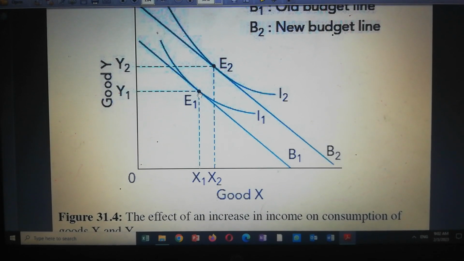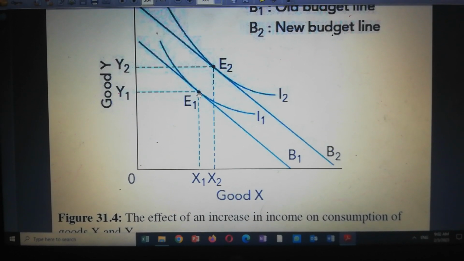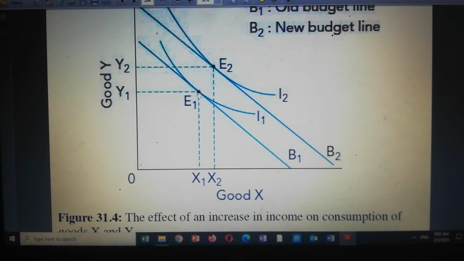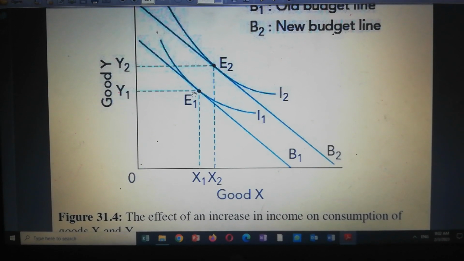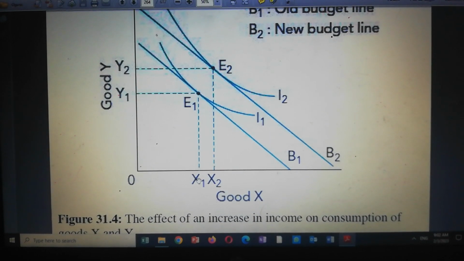And where the indifference curve is tangential to the budget line, that is what we call the equilibrium. That's where we have E1. That is where we have equilibrium point 1 here. Okay? At this quantity of Y and this quantity of X. Are we getting that?